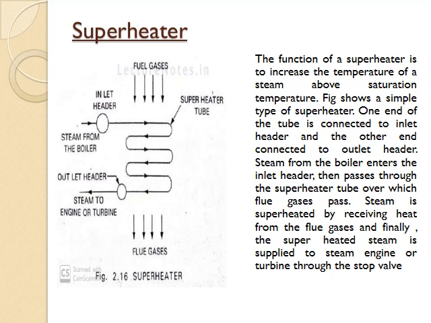Steam from the boiler enters the inlet header, then passes through the superheater tube over which flue gases pass. Steam is superheated by receiving heat from the flue gases, and finally the superheated steam is supplied to steam engine or turbine through the stop valve.